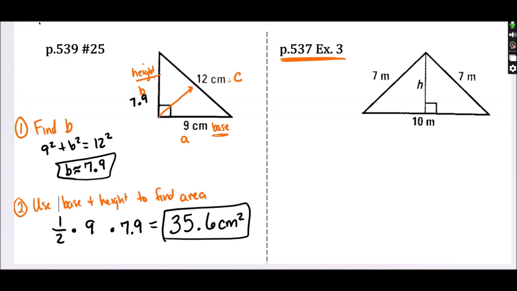Now, the label is important. Since we're finding area, it's always something squared. So it's centimeters squared. Remember, area is the inside of our figure. So when we find that, that's squared.